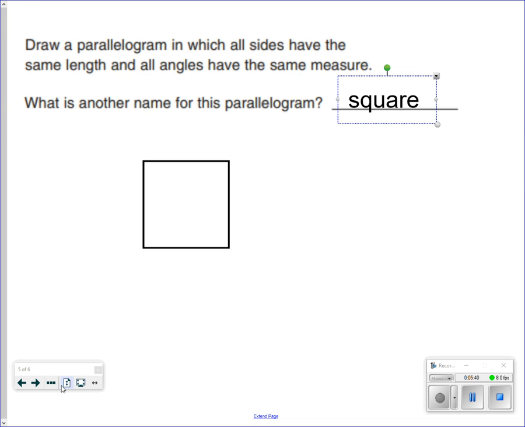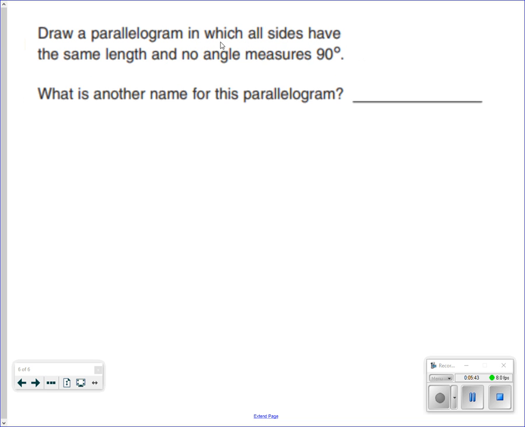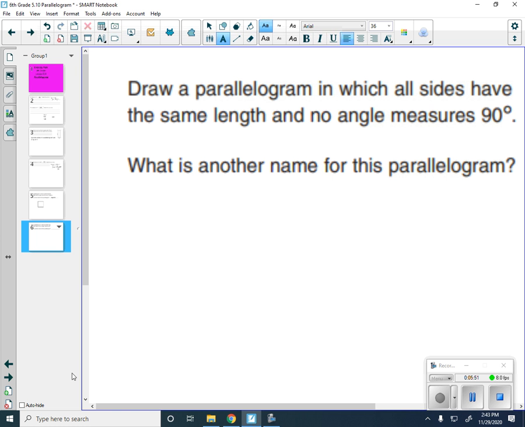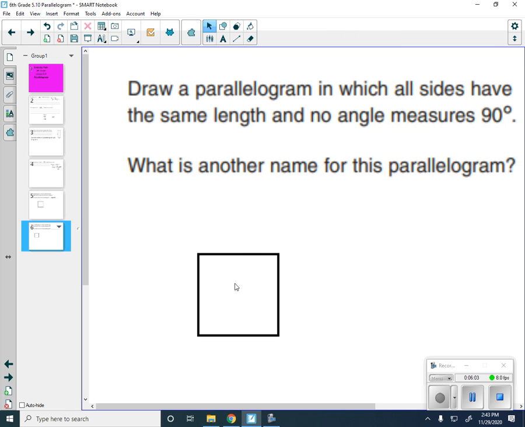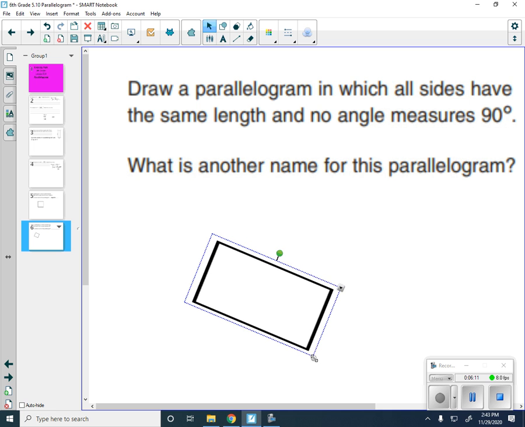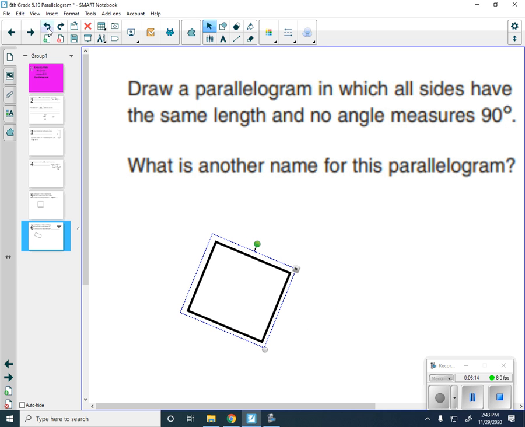Okay. Let's see how this next one goes. Draw a parallelogram in which all the sides have the same length and no angle measures 90 degrees. What is another name of this parallelogram? Okay, all the sides have the same length. So essentially, it is like a square. Let's see if I can turn a square on here. It's a square, but they're not letting me move it. Okay, that doesn't work. It's a square that can't have 90-degree sides.